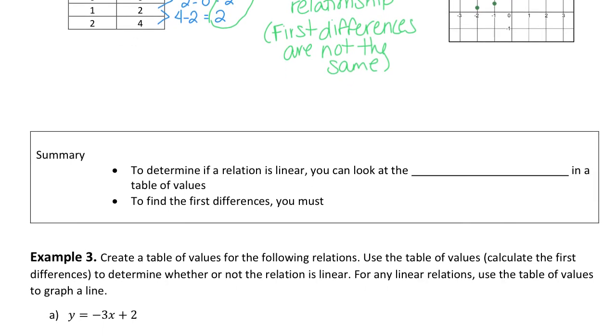So let's summarize this and take a note in our notebook. So to determine if a relation is linear, you can look at the first differences. And that's what we're going to want to see in your homework and on your assessments. So we're going to take a look at the first differences in the table of values, and to find the first differences, you must subtract the y values.